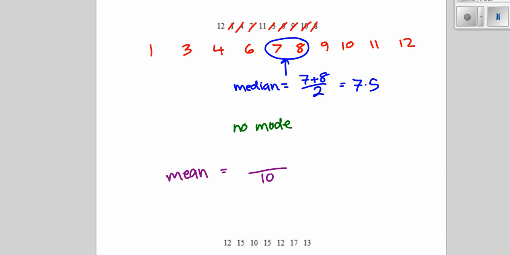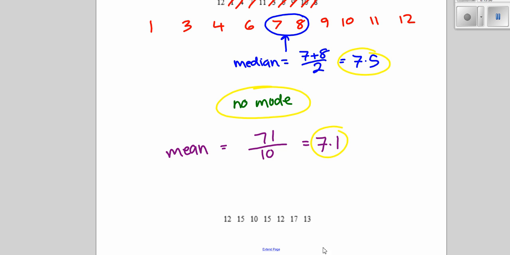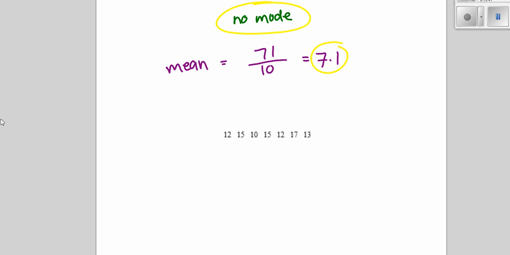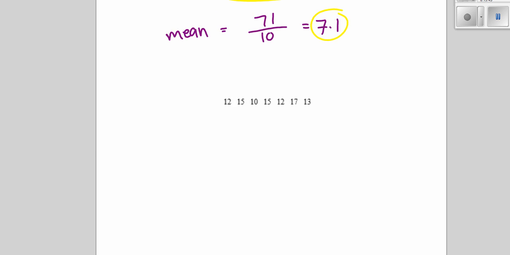You know that's email. Did you get that? Yes. Never divided by 10. No. Practicing our non-calcs. What's my median? 7.